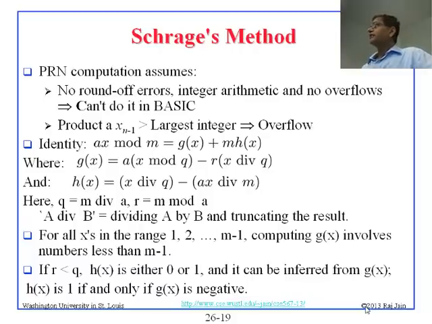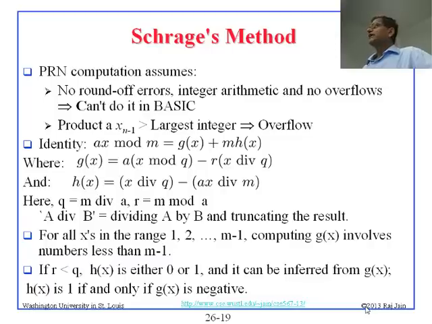And you have to make sure that none of the calculations results in anything which is more than the largest integer in your machine. Right? So there is no overflow. And so here is the thing. Ax mod m: if you want to multiply x by a and take mod m, then it is equal to g of x plus m times h of x, where g of x is a times x mod q minus r times x div q.